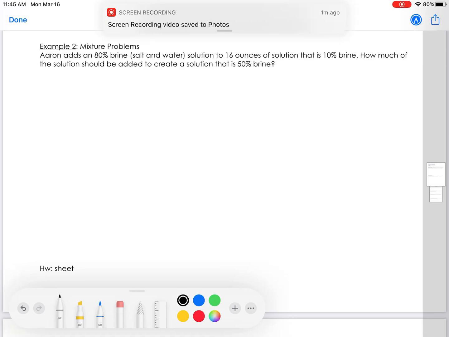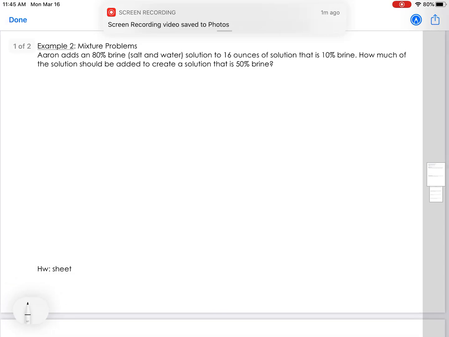All right, this one's a little bit different. Example number 2. So we're talking percentages and non-percentages here. Whenever you're talking about percentages, first of all, it says Aaron adds 80% of brine, which is salt and water solution, to 16 ounces of solution that is 10% brine. How much of the solution should be added to create a solution that is 50% brine?